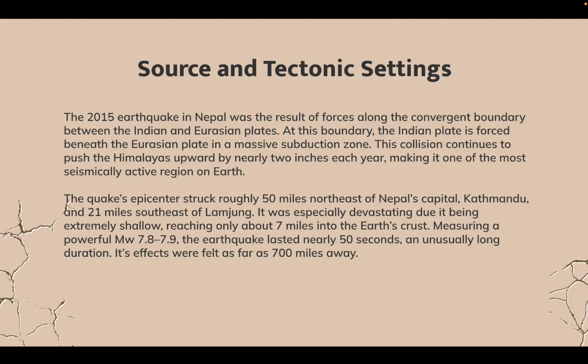This earthquake's epicenter was located 50 miles northeast of Nepal's capital, Kathmandu, and about 21 miles southeast of Lamjung. It was a very shallow earthquake, so it was really powerful and impactful for areas surrounding it. It reached about 7 miles into the earth's crust, which was extremely destructive.